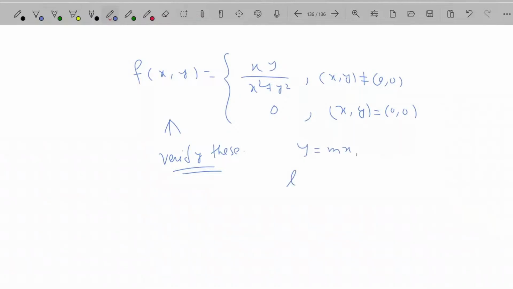Limit x tends to 0, it will be x into mx by x square plus m square x square. So it will be m by 1 plus m square, and it depends on m, so the limit does not exist, so the function is not continuous. If a function is not continuous, obviously it will not be differentiable. But the partial derivatives exist, you can calculate it, like if you fix a y and then calculate like that.